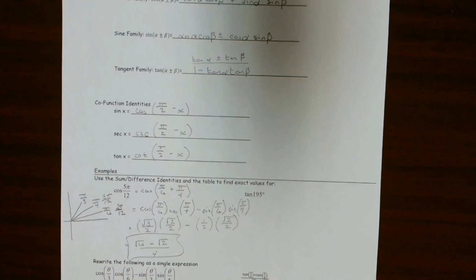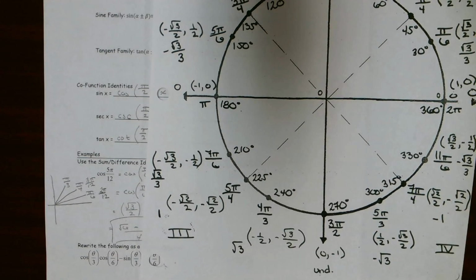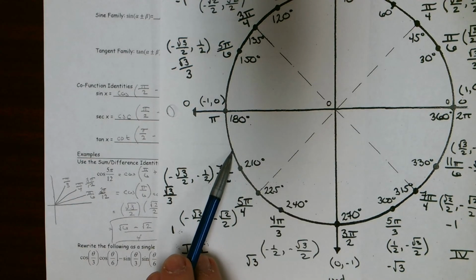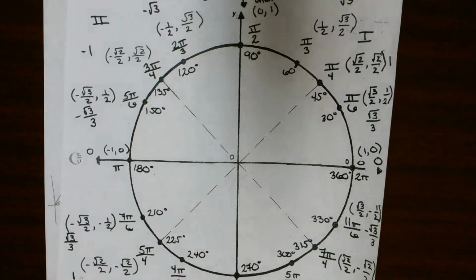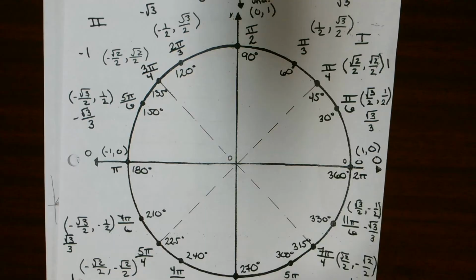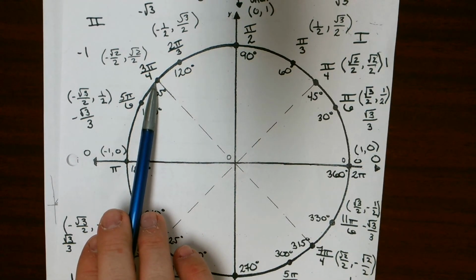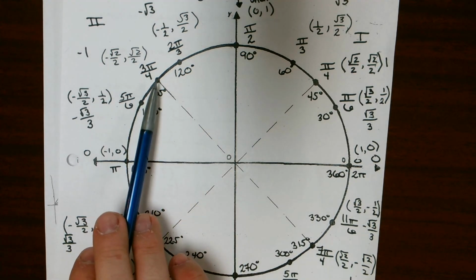Okay, so now we're being asked to evaluate the tangent of 195. Clearly, we don't know the tangent of 195. Well, 195 is right here somewhere, but we don't know what that tangent value is. So we're looking for angles that we can add or subtract to get 195. Here's what I'm going to choose: 60 plus 135. So instead of evaluating tangent of 195, I'm going to evaluate the tangent of 60 plus 135.